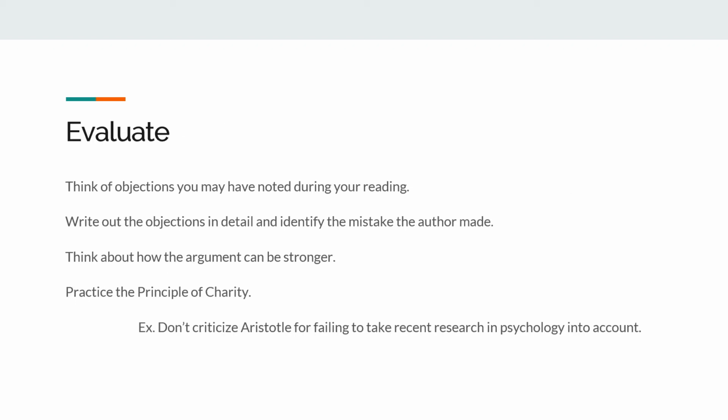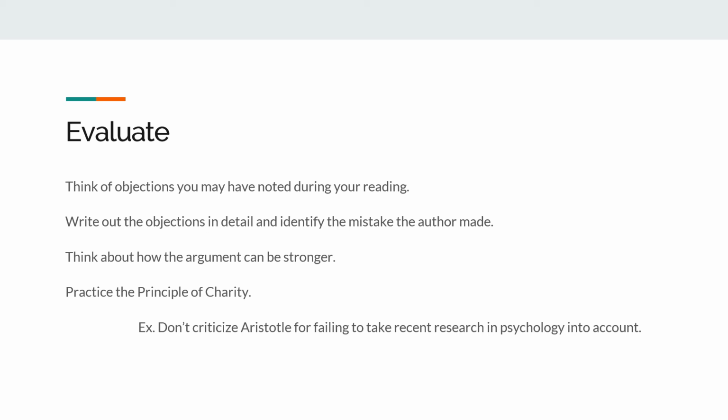And so step 4, the last step, once we really understand the argument, we can evaluate it. What are the objections and how do those objections sway me to believe one thing or another? Or do they sway me to believe one thing or another? Were there mistakes? Were there fallacies? Is there something that the author did incorrectly? Also, it's important during the evaluation stage to think about how the argument can be stronger.